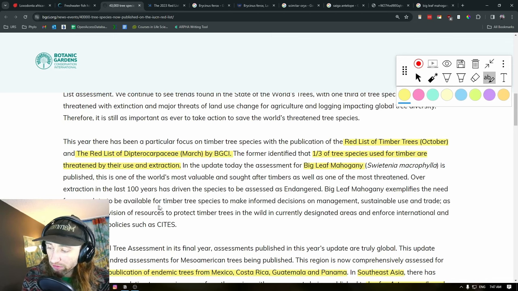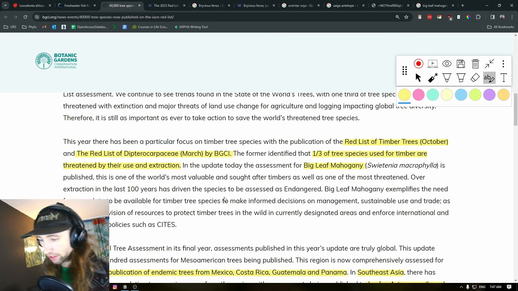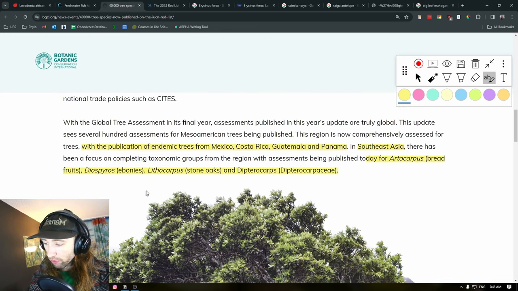Big leaf mahogany exemplifies the need for more data to be available to make informed decisions on management, sustainable use, and trade. What you'll often find in these conservation circles with IUCN is that they are not against use and trade of organisms, of species. Really, they just want to make sure things are done sustainably. So it's the same concept as if you fish all of the fish out of the lake, there are no more fish to be found. But if you actually maintain it for generations to come, then that is a conservation use. Conservation is the intersection of people with nature. And so they are very, very okay with the trade. It's just the problem is unsustainable trade. So the Global Tree Assessment in its final year does publish truly global updates.